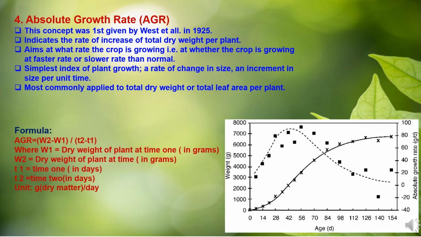To calculate absolute growth rate, the formula used is W2 minus W1 divided by T2 minus T1, where W1 is equal to dry weight of plant at time 1 sampling in gram, W2 is equal to dry weight of plant at second time of sampling T2, T1 is equal to time 1 in days of sampling, T2 is equal to sampling time in days, and the unit of absolute growth rate is gram dry matter per day.